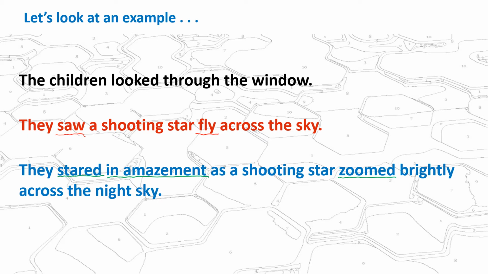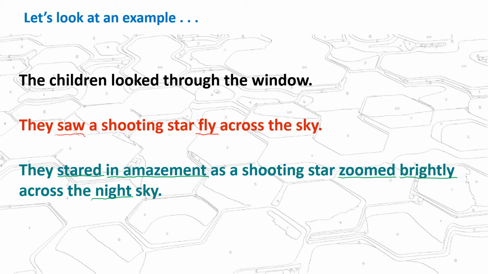And how did it zoom? We're using an adverb. It zoomed brightly. So this is much better. And not just across the sky, we've added the night sky. This helps the reader to imagine, because it's night and the sky will be black, then when the shooting star zoomed brightly, they can imagine it much more brightly against the black night sky.